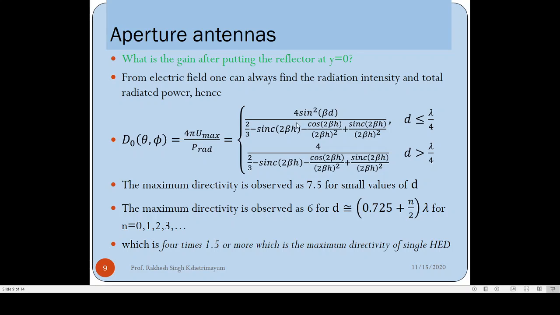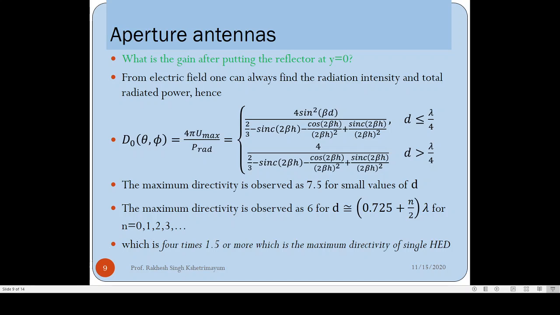And it has been observed that the maximum directivity is 7.5 for small d. So for the first case, the maximum directivity is 7.5. For the second case, the maximum directivity is 6 when d is equal to 0.725 plus n by 2 lambda. So now for both cases, what you are observing is that the maximum directivity is always greater than 6.